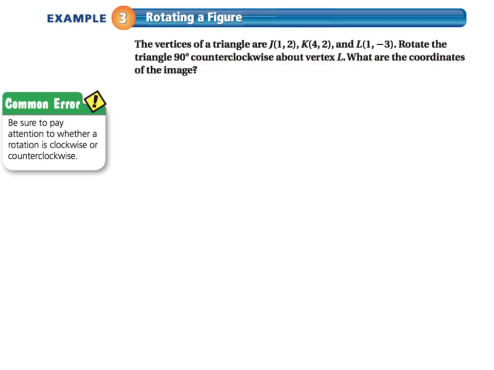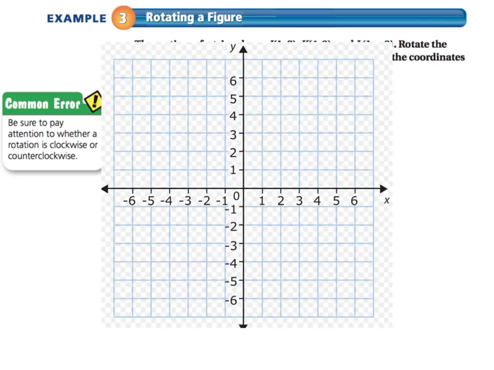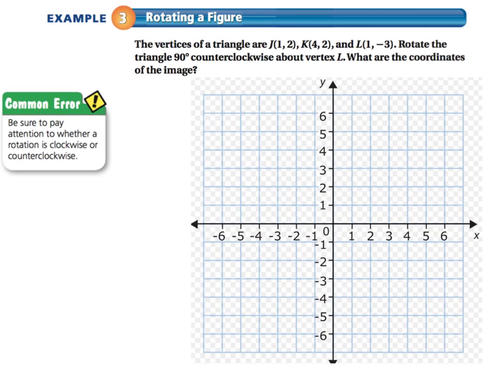And it should appear anytime. It's going to appear right now. Here we go. I'm going to graph in, let's do red. J is 1, 2. K is 4, 2. L is 1, negative 3. Here it is.